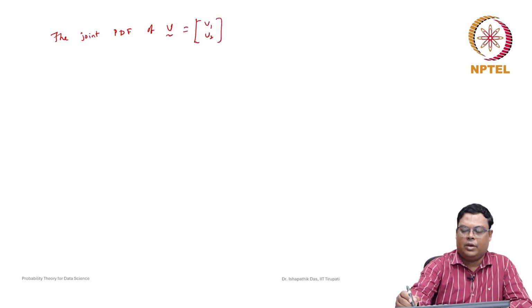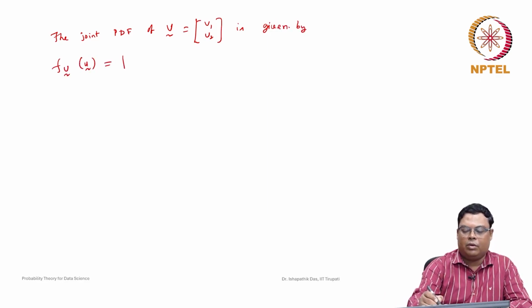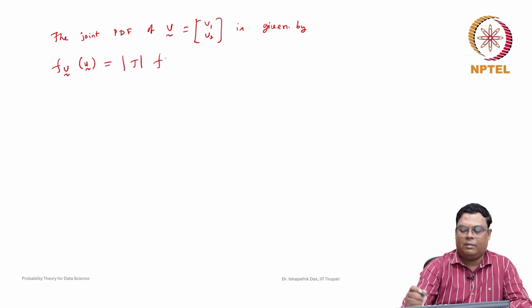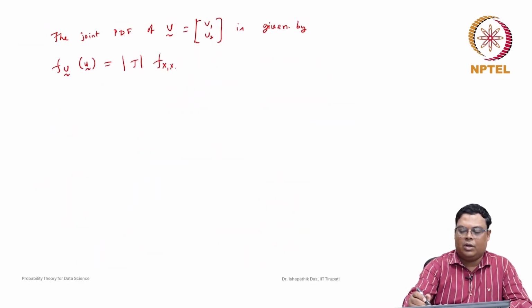So the joint probability density function of y, here this vector is u, so this is u1, u2, is given by f of u is equal to the absolute value of the Jacobian times f of x, or we can write x1, x2, for simplified notation we are using f of x, evaluated at the inverse of this y.